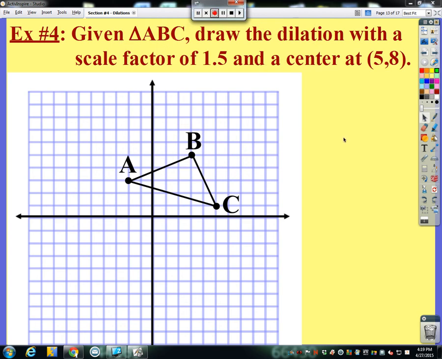Continuing on with example 4. It says, given triangle ABC, draw the dilation with a scale factor of 1.5 and a center at (5, 8).